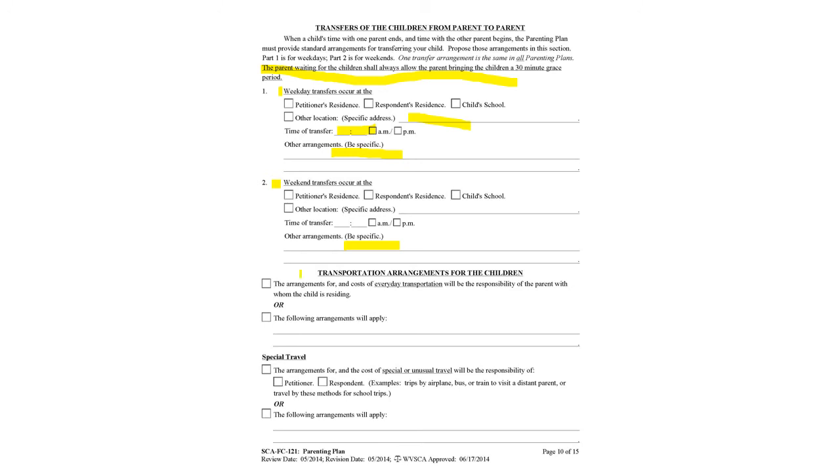In this section, we talk about transportation arrangements for the children. Read through each section and decide which arrangement you would prefer for your transportation and special travel. Typically, people check the first box indicating every transportation shall be the responsibility of the parent with whom the child is with. For special travel, the cost is usually the responsibility of the parent who wants the special travel.